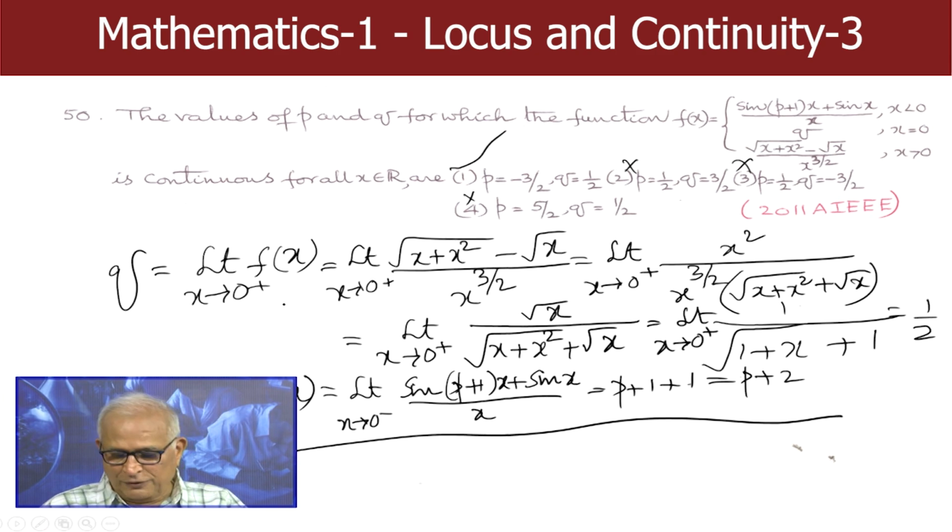If you do it this way, you get the same answer. Here q came as half. Without finding q, suppose you care to find the left limit of f at x equal to 0. Thereby you can get the relation q is equal to p plus 2. That helps you to eliminate the three options, 2, 3 and 4.